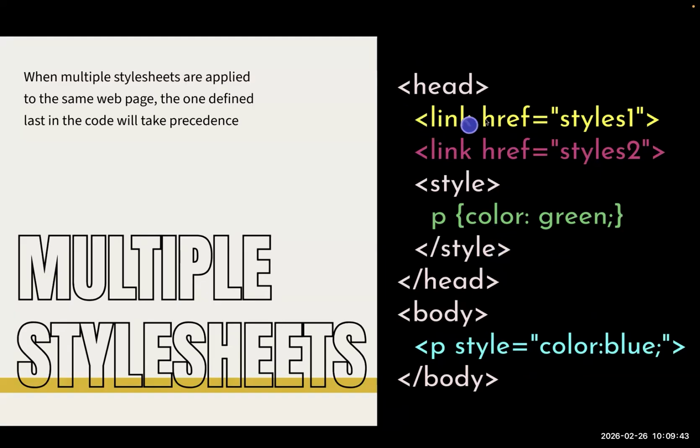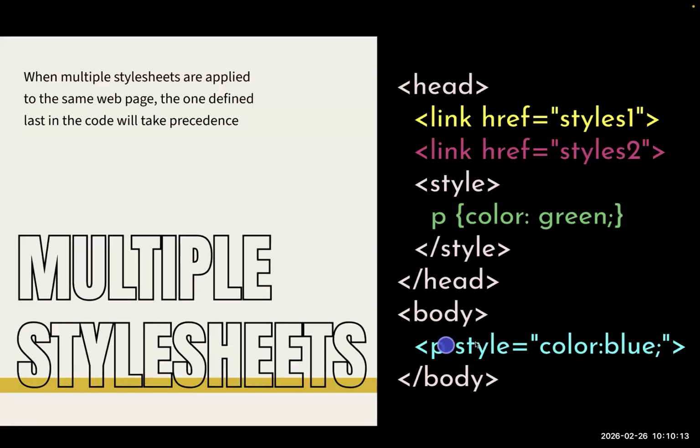So in this one, it's like this separate file says change my paragraph text to yellow. This one says change my paragraph text to pink. This one is saying change it to green, and this one is saying change it to blue. So there's all these different ways that you can add it. And then the one that actually gets applied, the one that actually gets used, is whichever one is written last, because browsers read from top to the bottom.